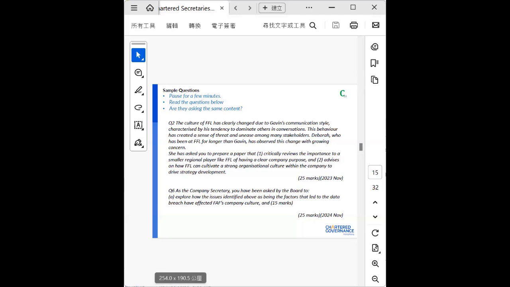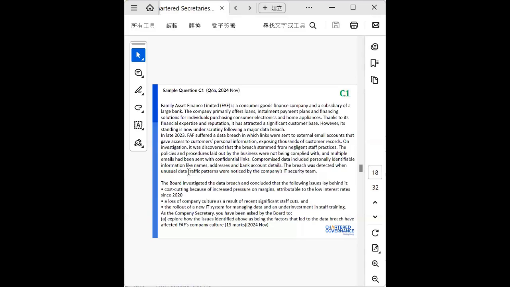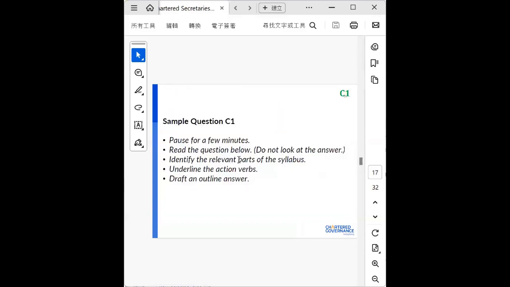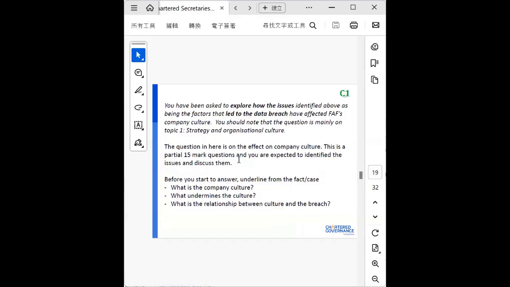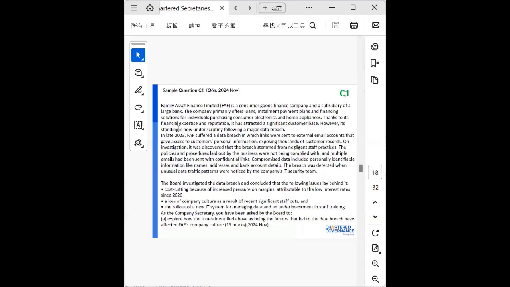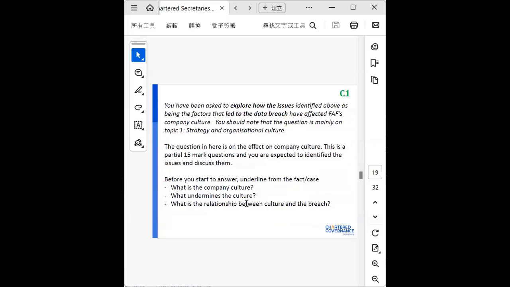Maybe let's take a very quick look at one question, which we've chosen. It is the question on 6A, which is the question on explore how the issues identified above as being a factor that led to the data breach have on the company. So I just give you 1 minute to read this question and think about the approach, how to answer this type of question.